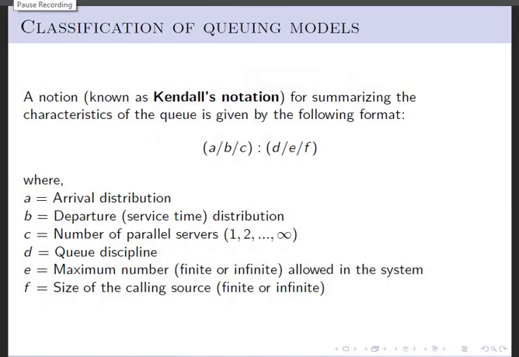Queuing theory uses Kendall's notation to classify different types of queuing systems. Queuing systems are classified using the notation shown here, where the first element A is the arrival process, B is the mathematical distribution of the service time, C is the number of servers, D is the queuing discipline, E is the capacity of the queue, while F is the number of possible customers.